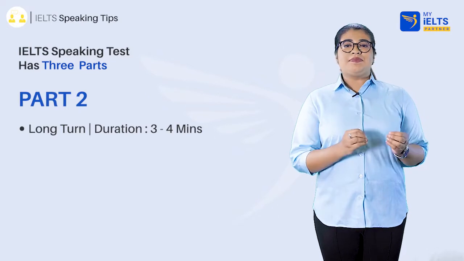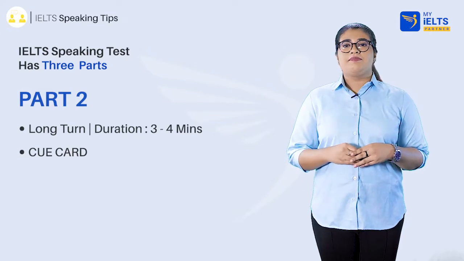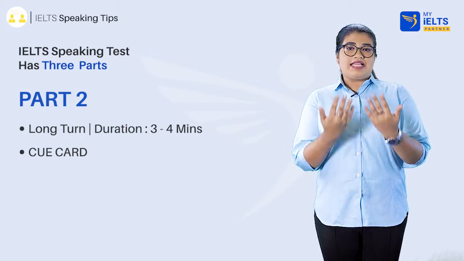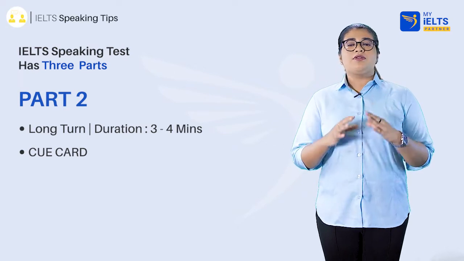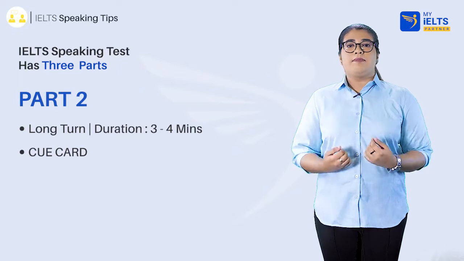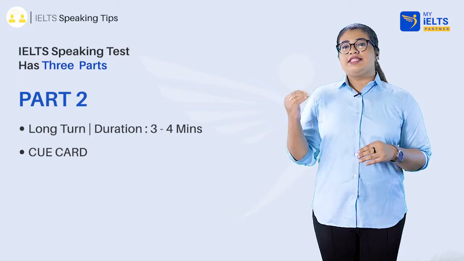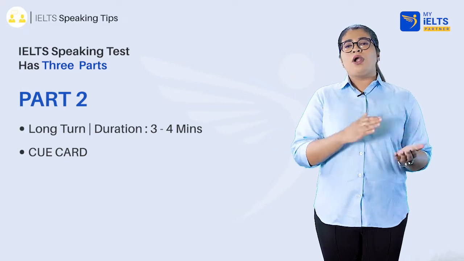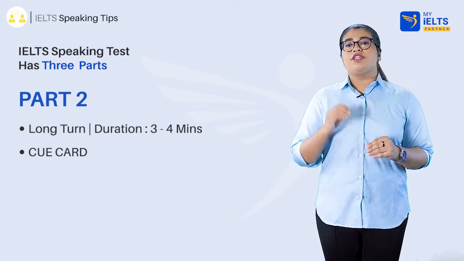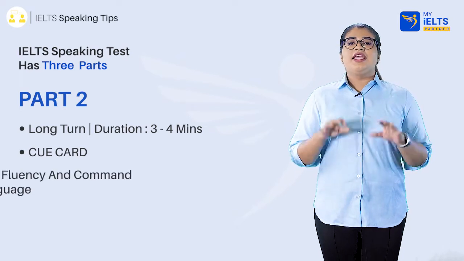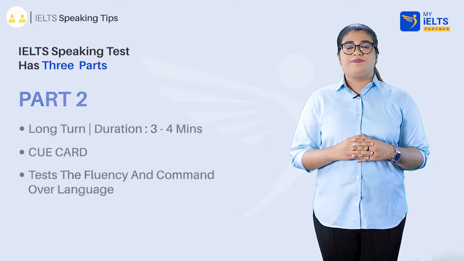Part 2. This part is the long turn and lasts for 3 to 4 minutes. Here, the aspirant will be provided with a cue card containing a topic. The aspirant will then be asked to speak on the topic for about 2 minutes. They will also be given a minute to prepare for the topic before they start to speak. After speaking, the examiner will ask the aspirant 1 or 2 follow-up questions. This test does not focus on the general knowledge of the candidate. It solely tests the aspirant's fluency and command over the language.